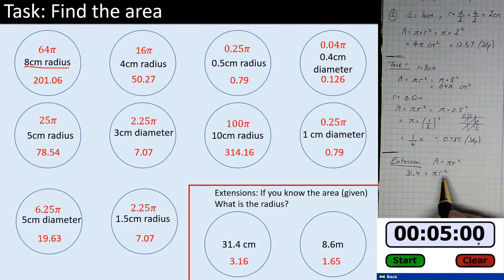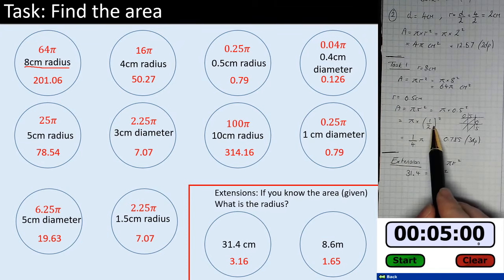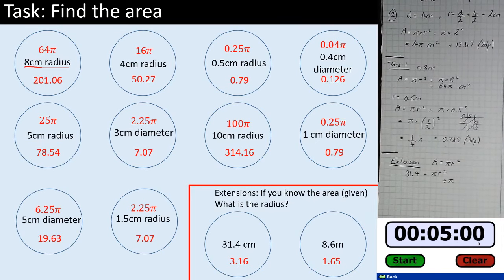Now, we have to think carefully about what's going on here. When I've worked out my area, I've always done pi times our radius squared. So this thing here is saying pi times our radius squared. So to find out what our radius squared is equal to, I would have to do the opposite of multiplying by pi, which is to divide by pi. So that would tell me that 31.4 divided by pi is equal to our radius squared.